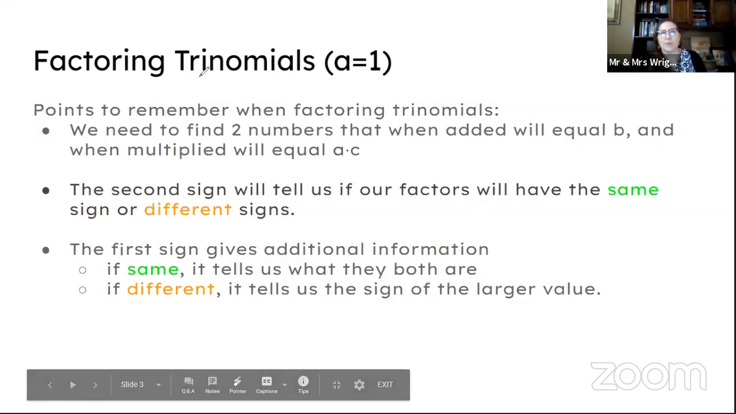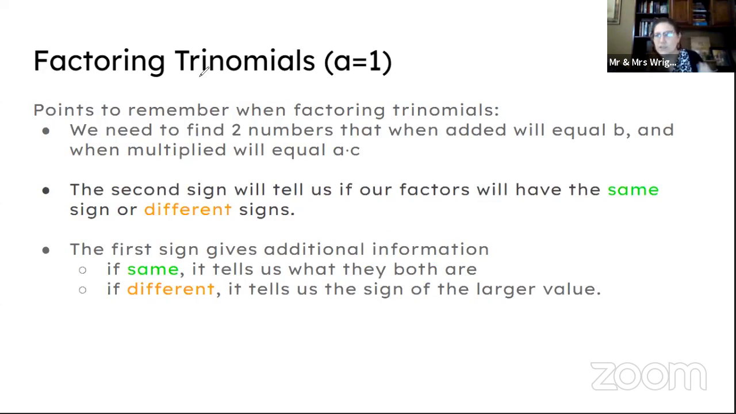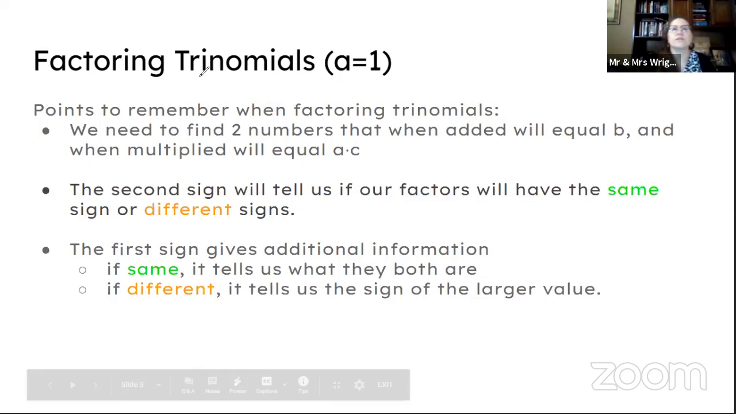So, three points to remember. Point 1: essentially, you need to find two numbers that when added together will equal b, the coefficient of the middle term, and when multiplied together equal c, the constant at the end of the trinomial. And then you need to remember that the second sign in the trinomial is going to tell us if our factors will have the same or opposite signs. And then the first sign gives us some additional information. If we have the same sign, it tells us what they both are. But if we have opposite signs, it tells us the sign of the larger value.